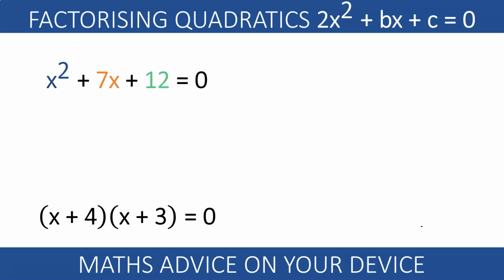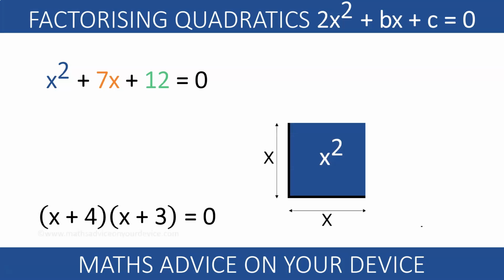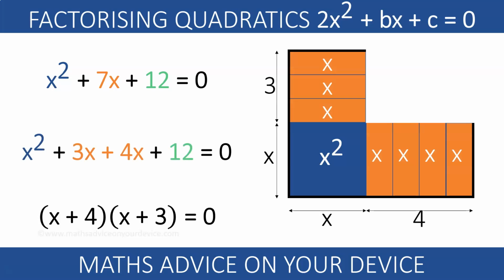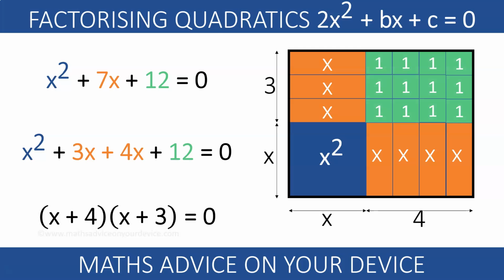You can think of the terms in your quadratic equation as areas. X squared is the area of a square, x by x. 7x is the area of 7 rectangles, 1 by x. 12 is the area of 12 squares, 1 by 1. Notice that we arrange them to fit into a perfect rectangle. This rectangle has base x plus 4 and height x plus 3.